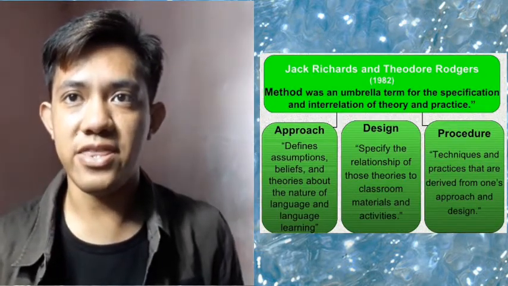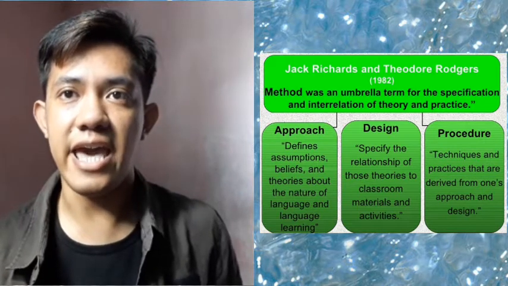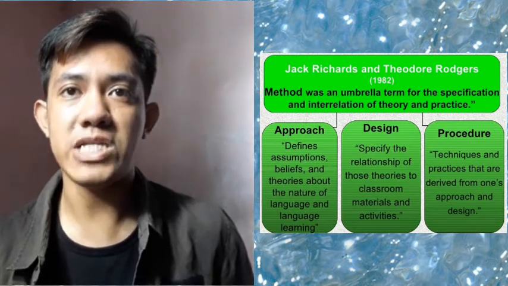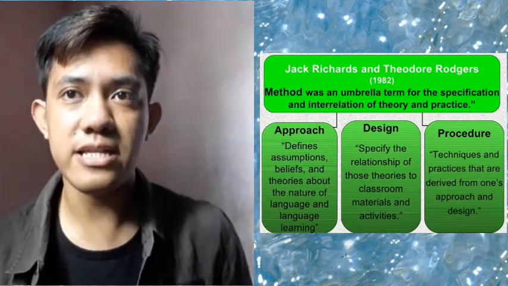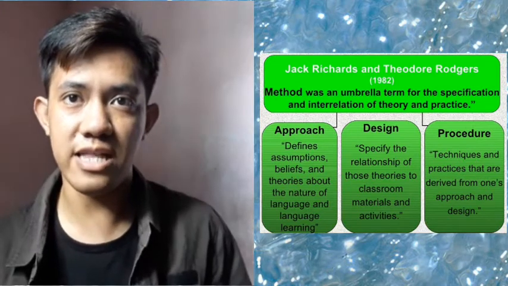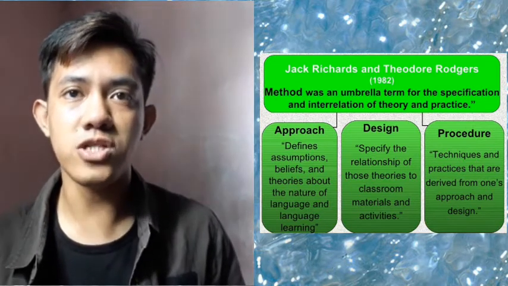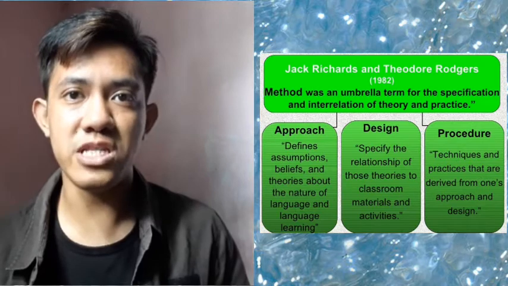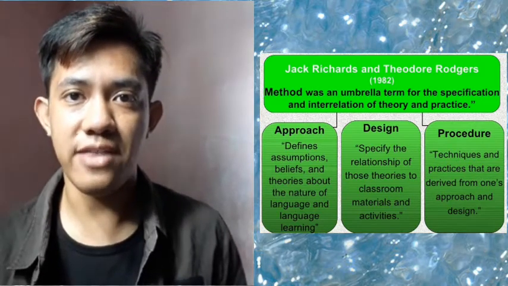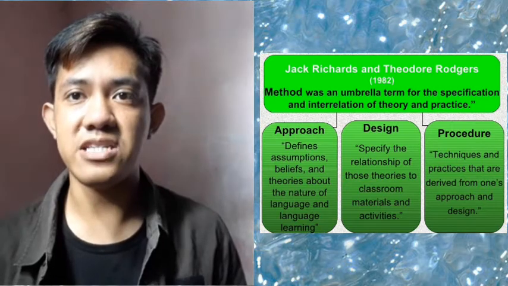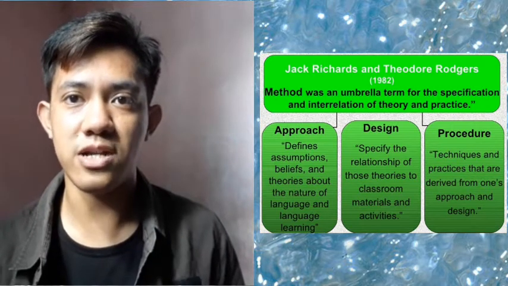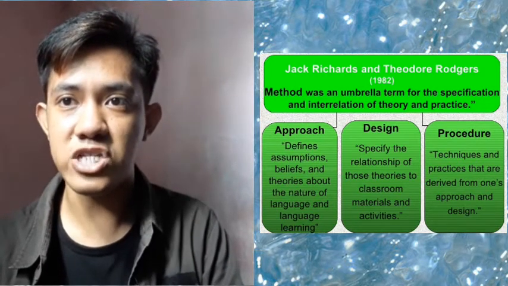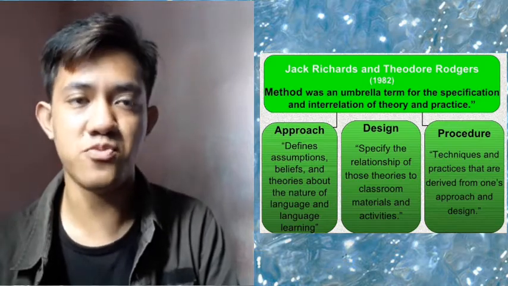Jack Richards and Theodore Rodgers in 1982 gave their opinion about method. Based on their opinion, method was an umbrella term for the specification and interrelation of theory and practice. They also gave their definitions of approach, design, and procedure. The approach defines assumptions, beliefs, and theories about the nature of language and language learning. Design specifies the relationship of those theories to classroom materials and activities. And procedure is the techniques and practices that are derived from one's approach and design.